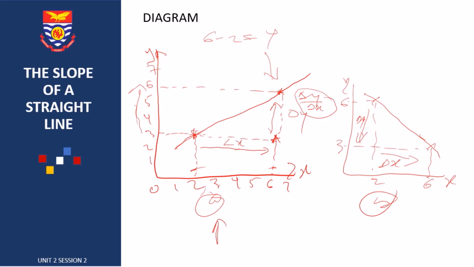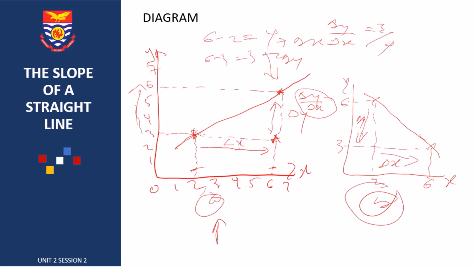And the change in y will be 6 minus 3, which gives me 3. This is the change in x, and this is the change in y. Find the slope, which is change in y over change in x. We are going to have 3 over 4 as the slope.